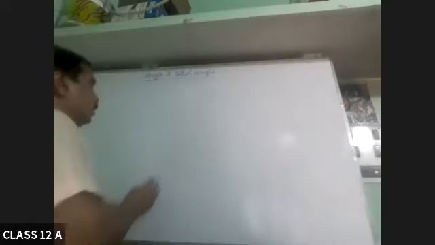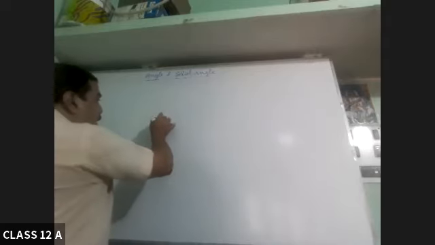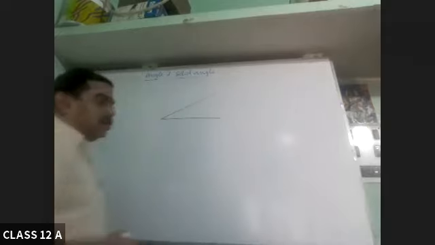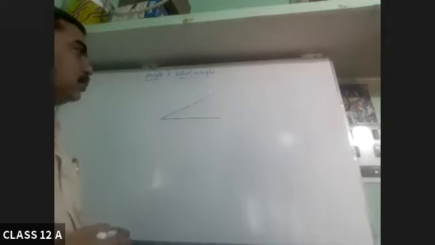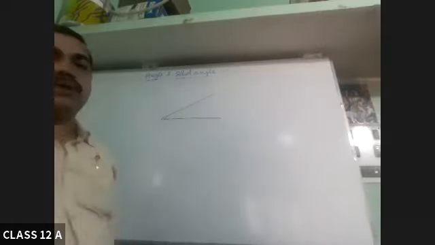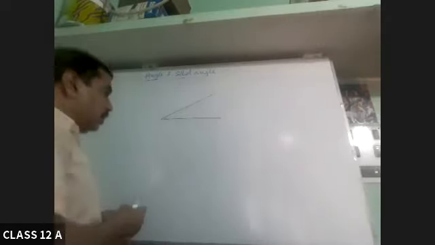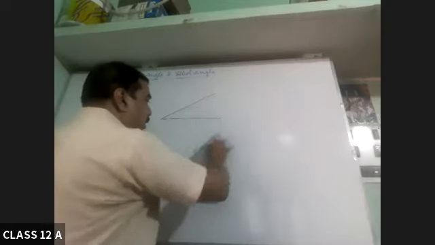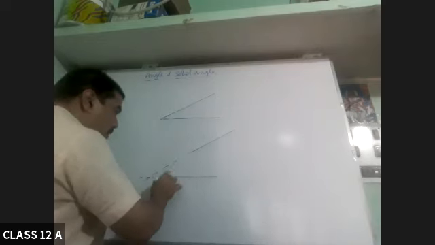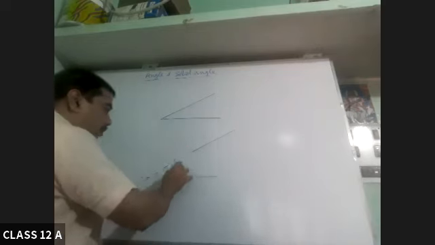Now what is angle? Angle is the inclination between two straight lines. If one straight line is drawn this way, other straight line is drawn this way, then whatever the inclination is, suppose one line this one, other line this one, then this is the angle.